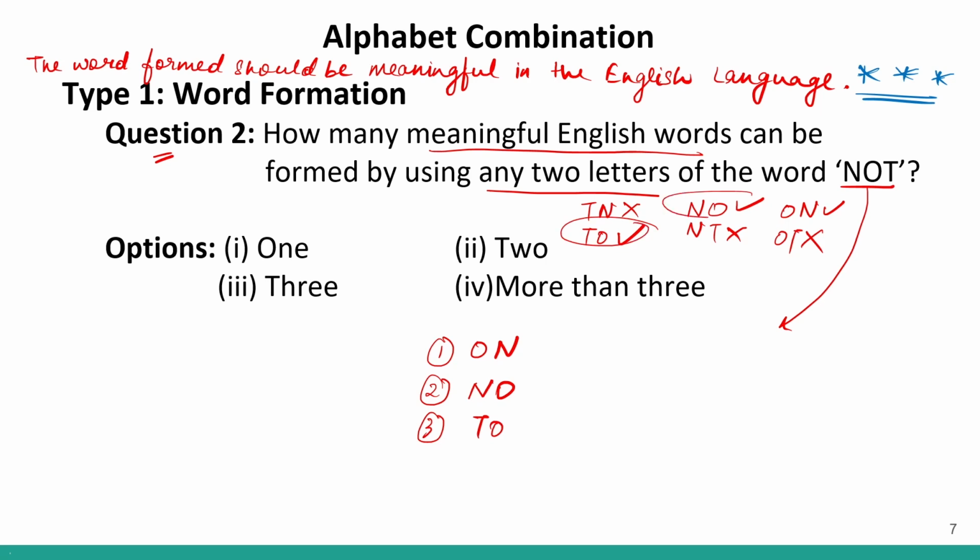So in totality, we have only 3 words. That is to, no and on. We have only 3 words: to, no and on. So answer will be 3. Option number 3, we have 3 such words that can be formed, right?